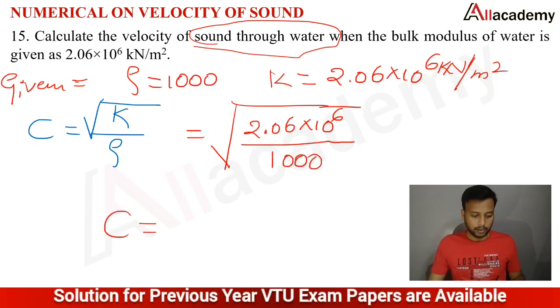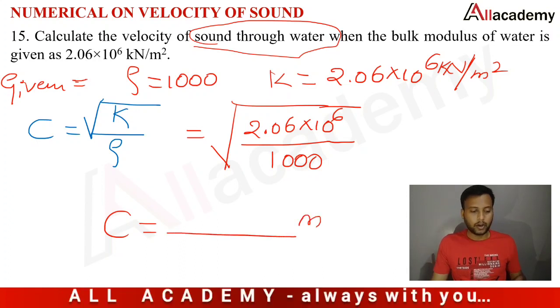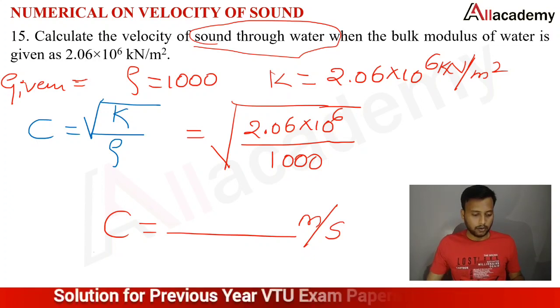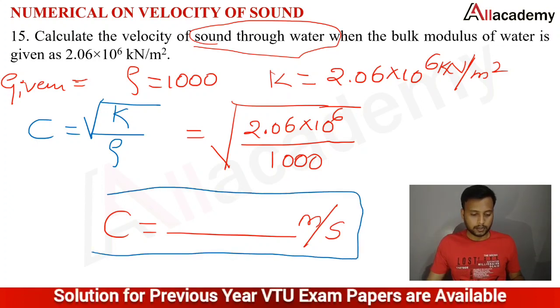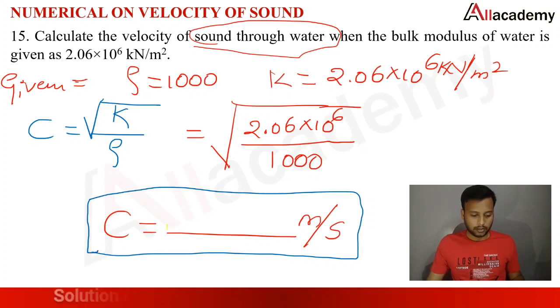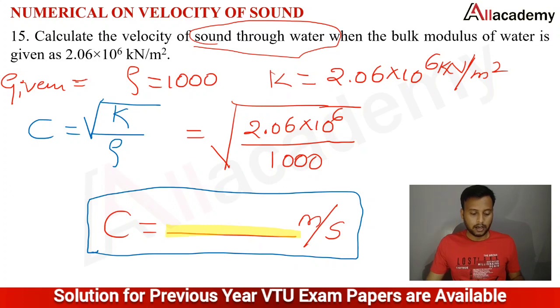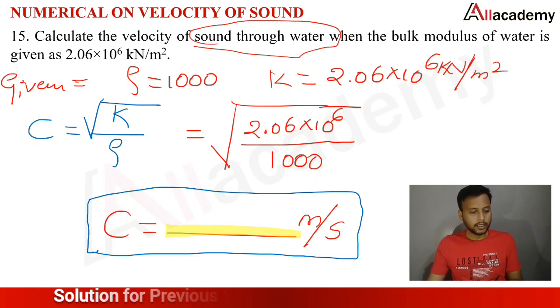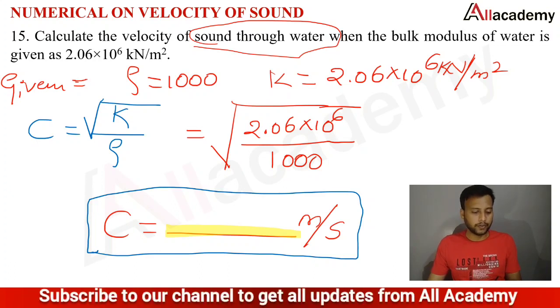Now the C value you will get, in terms of what? Velocity. The velocity unit is meter per second, so you will get the C value in meter per second. I have left it blank because I want you to solve this. I want you to identify the answer and mention it in the comment box. This is a very simple numerical on velocity of a sound.